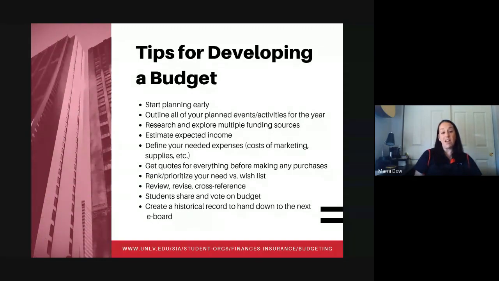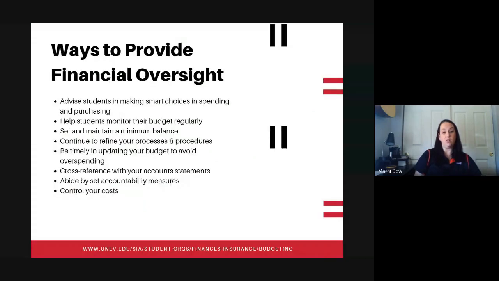So ways that you can provide some financial oversight. You can advise students in making smart choices. I've talked about that a little bit. It's all about helping them make the best choices for the organization and how they spend and purchase. Helping them monitor their budgets regularly, helping them maintain minimum balances in their account for rainy day funds, continuing to refine their processes and procedures and help them understand what's working and what isn't and how they can be more productive.